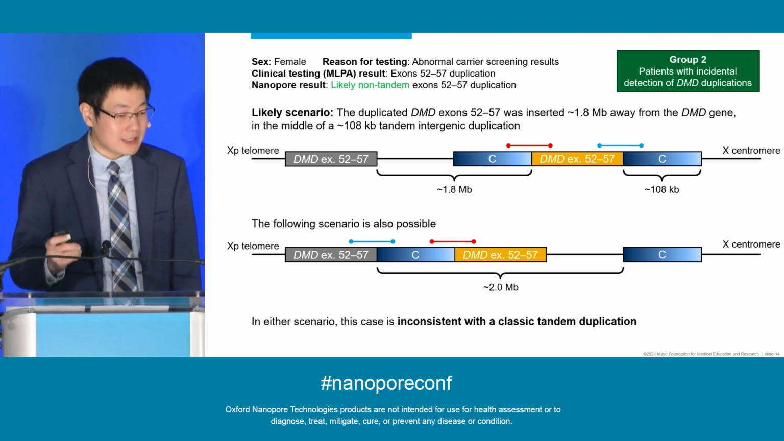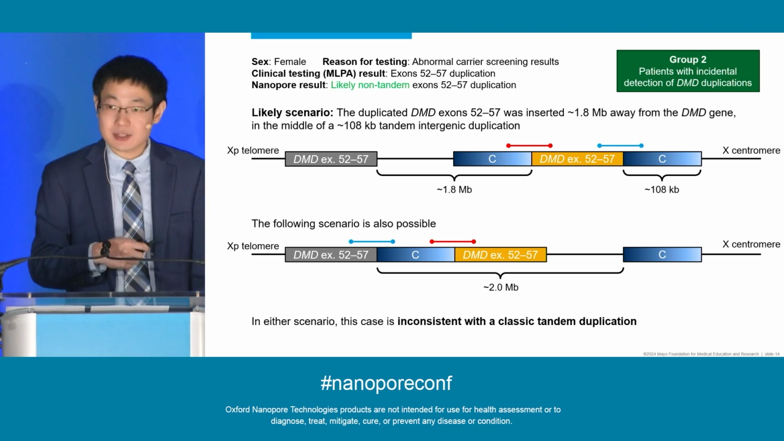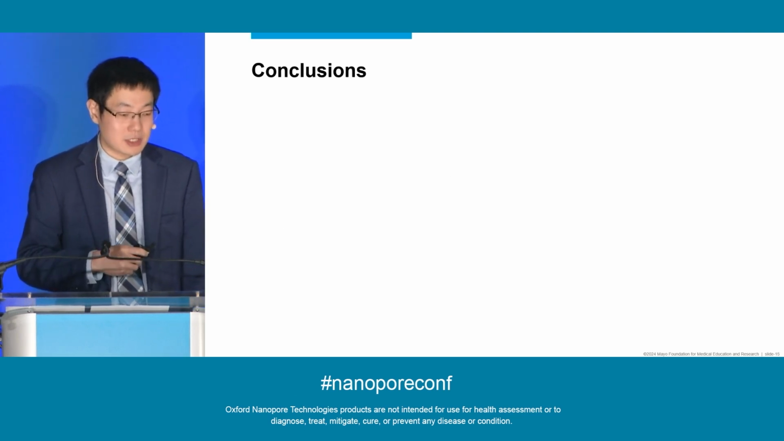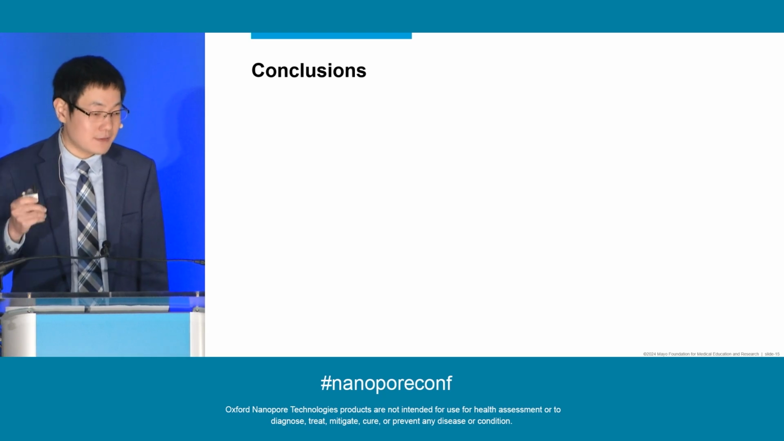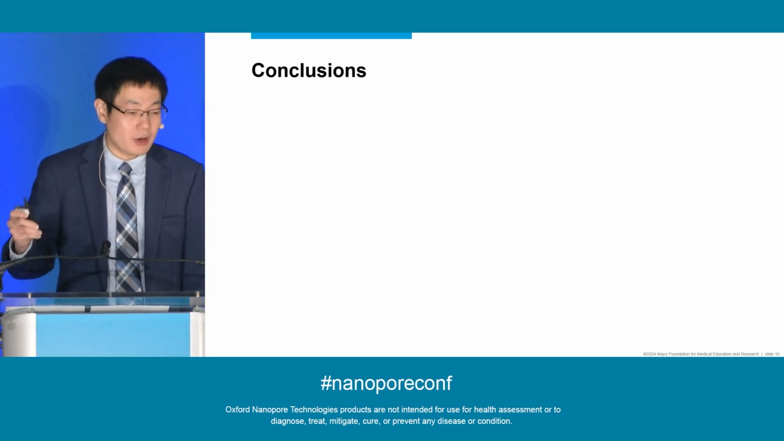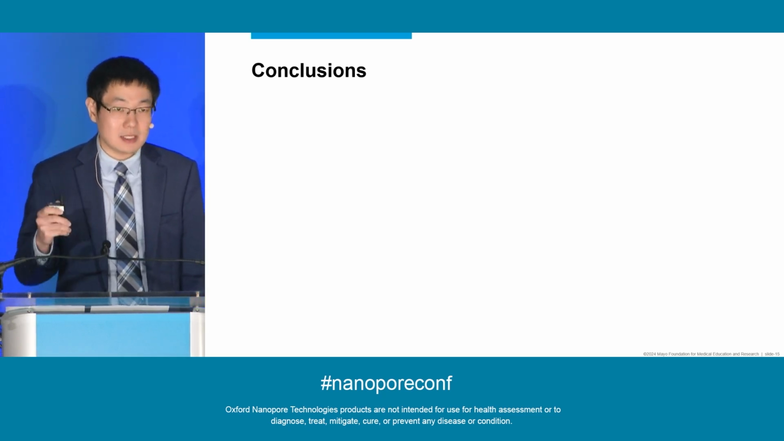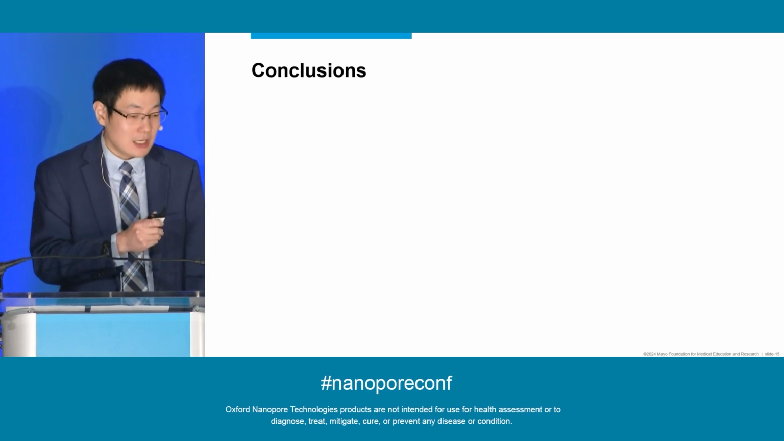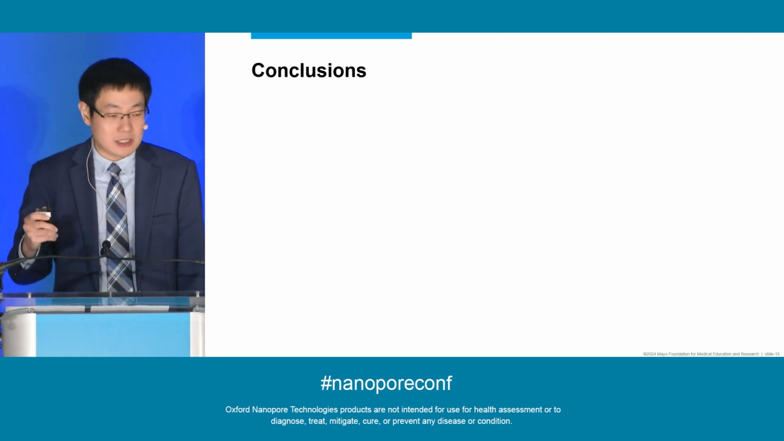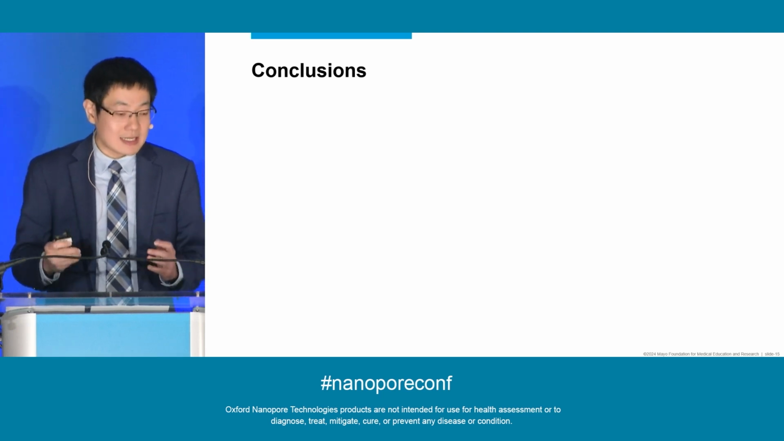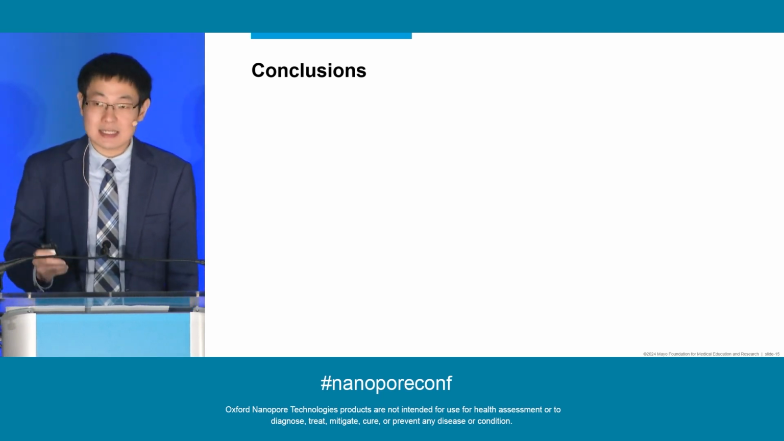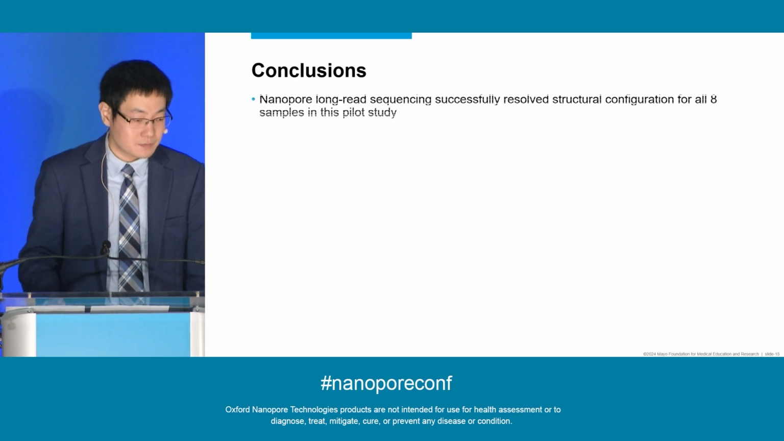However, I would also like to emphasize that this complex structural variant can also be equally likely in this structural configuration: instead of the DMD segment inserted 1.8 megabase pair away, it can be this intragenic region C inserted in the middle of the DMD gene 2.0 megabase pair away from its original location. Nonetheless, in either scenario, this case is inconsistent with a classic tandem duplication configuration.